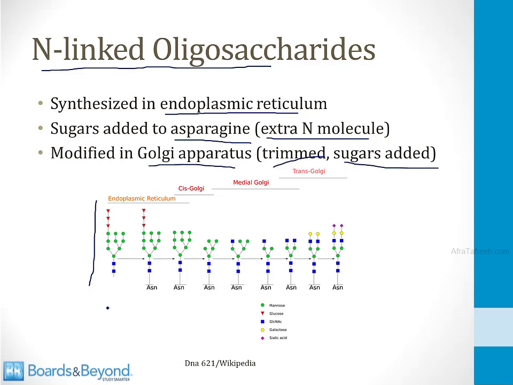The blue squares represent N-acetylglucosamine, the green dots represent mannose, and the red triangles represent glucose. So this is what the oligosaccharide looks like when it's initially added in the endoplasmic reticulum. It then moves through the Golgi apparatus going from left to right, and you can see that glucose molecules are removed, mannose sugars are modified, and so forth, so that the N-linked oligosaccharide is changed by the time it gets out of the Golgi apparatus and exits the trans-Golgi.